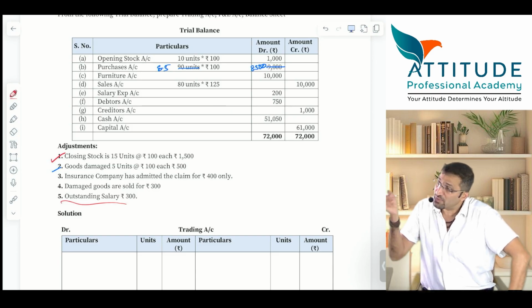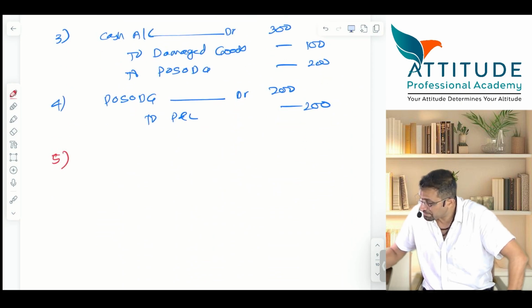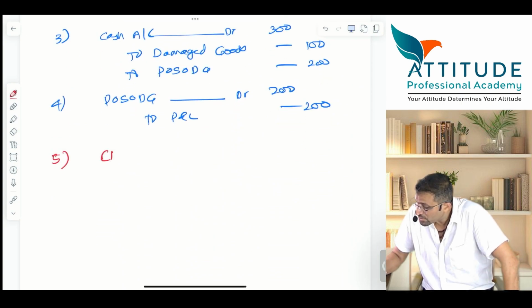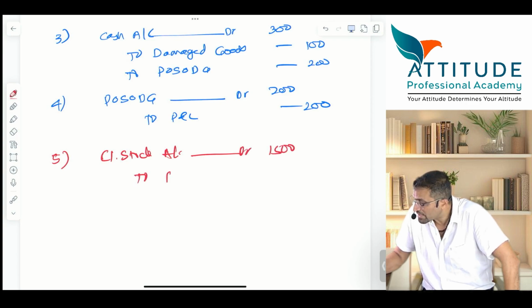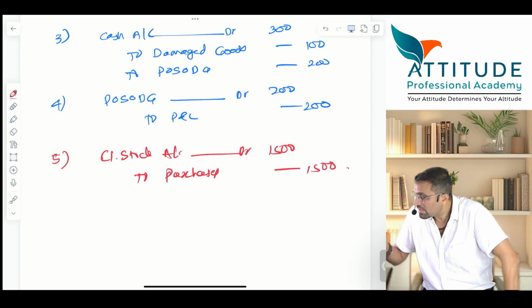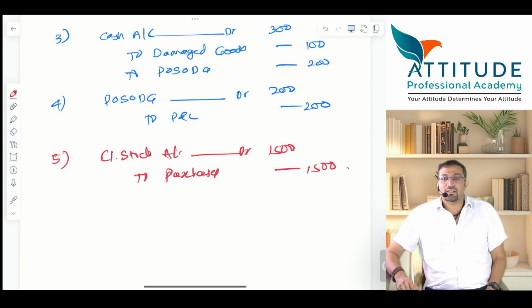No, I want to adjust it with purchases only. Okay, I'll adjust. Closing stock account debit 1500 to purchases. Which is how much? 1500.